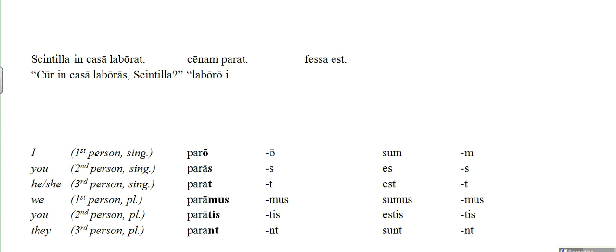Laboro in casa, quod cenam paro. I'm working in the house because I am preparing dinner. And so there is the first person. First person is what we call the I form of the verb. So, cur in casa laboras, Scintilla? Laboro. I am working in the house because I am preparing dinner.